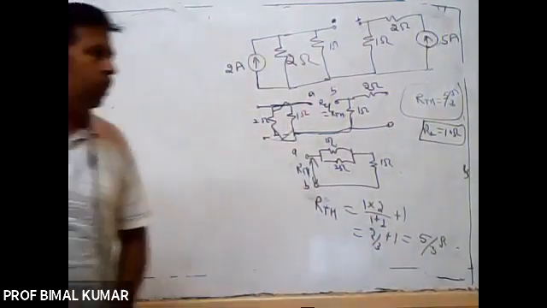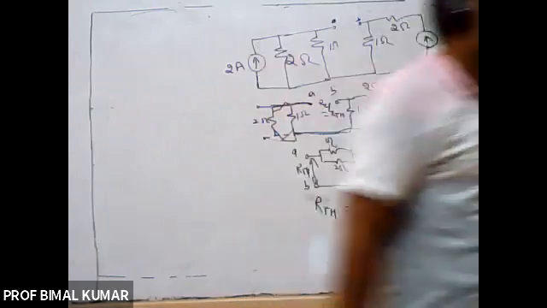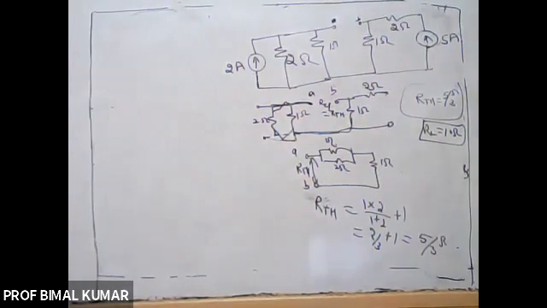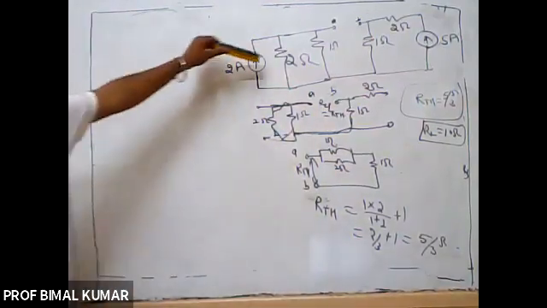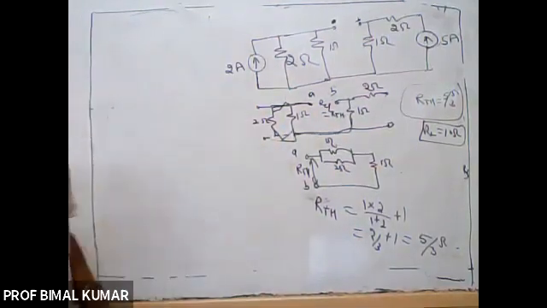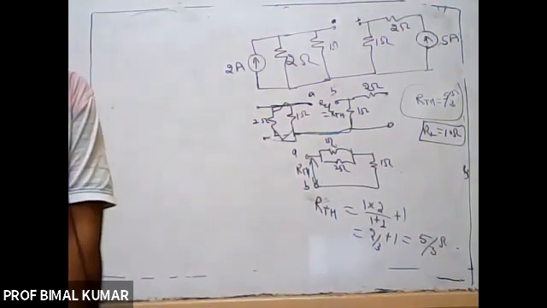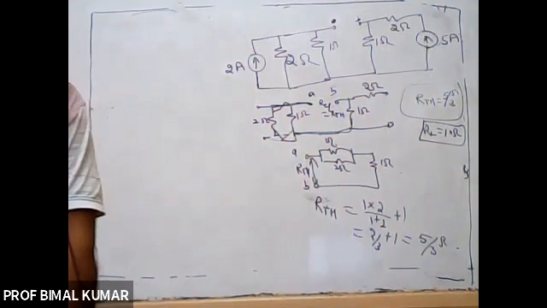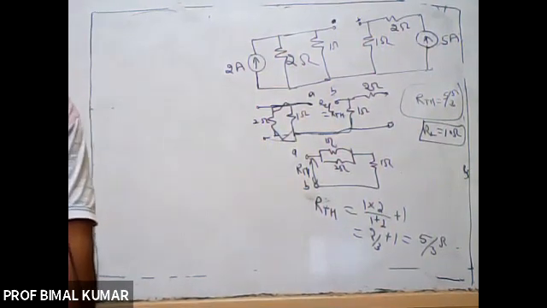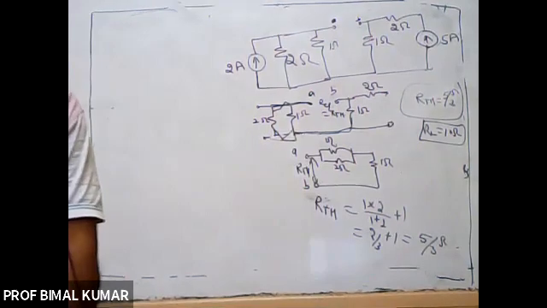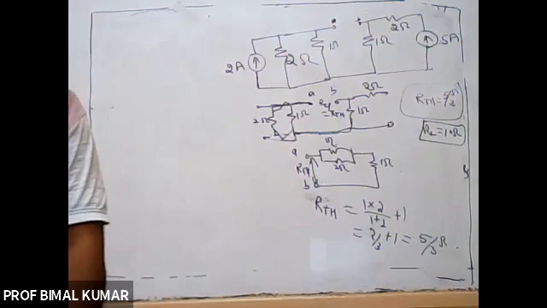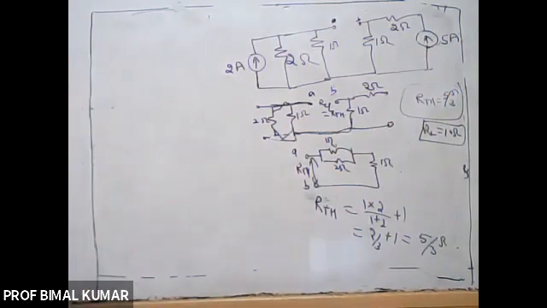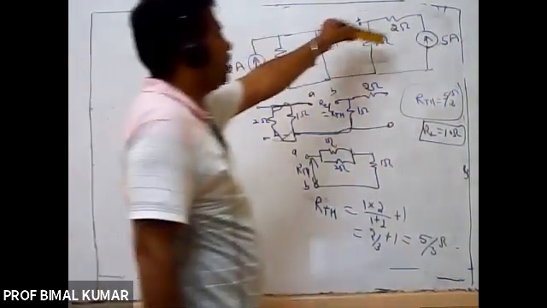Now I want to calculate V Thevenin, right? Next is I want to calculate V Thevenin. For V Thevenin, this is your basic network, because after this again place all the energy sources in the network, right? Again place all the energy sources in the network, and after placing that energy sources, this is your network again.